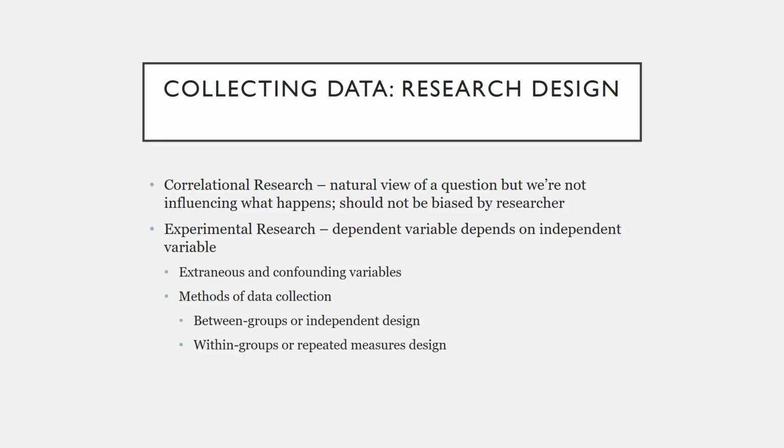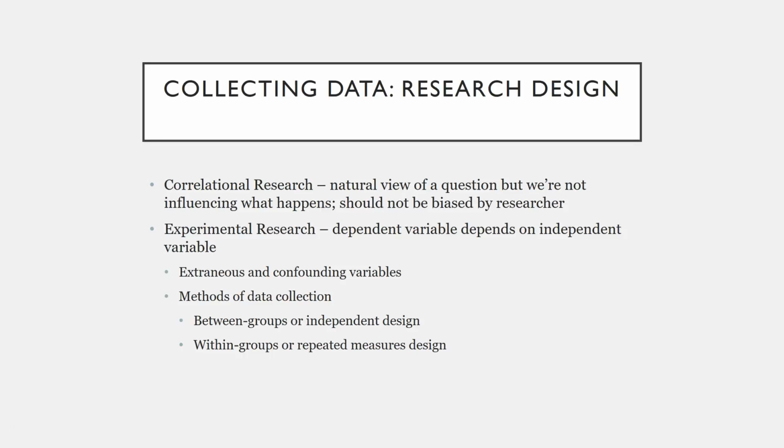I already talked a little bit about this. Correlational research is a natural view of the question, but we're not influencing what happens. It should not be biased by the researcher, but we're really looking at the relationship between two variables. It's just what's there. If you've got a list of numbers and you're comparing it against another list of numbers, and they represent variables, and they're determining that there's a 0.8 correlation with a p-value of 0.001, you've got a good relationship between those numbers. We didn't really have to do anything. We didn't really have to intervene. We just got that result from the research, the statistics that we did.